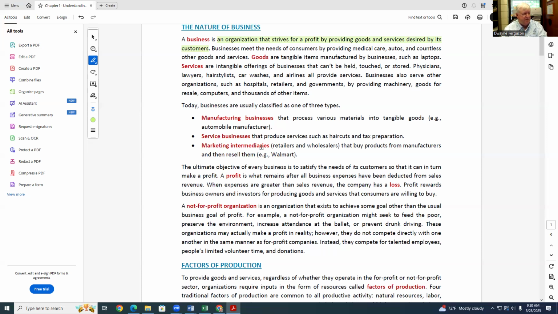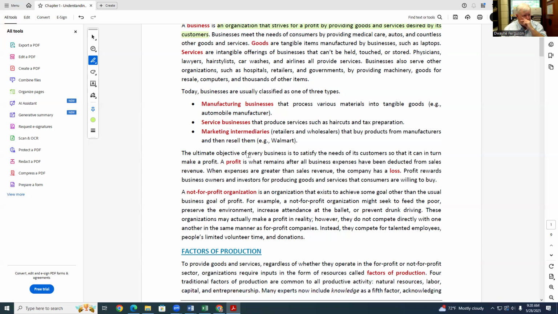And then, of course, we have marketing intermediaries like Walmart, for example, that takes a good from a producer, puts it on a shelf, and sells it to consumers. So we'll cover all those kinds of things all through the semester.